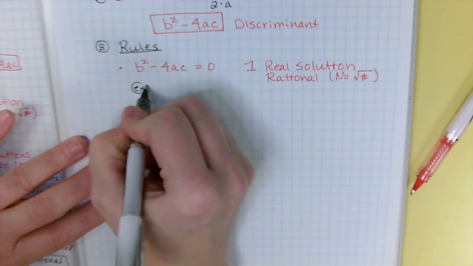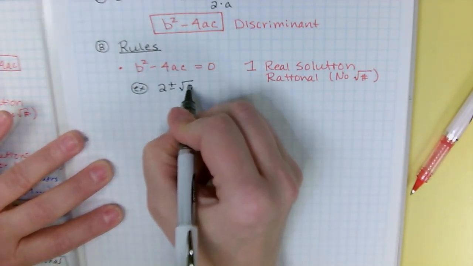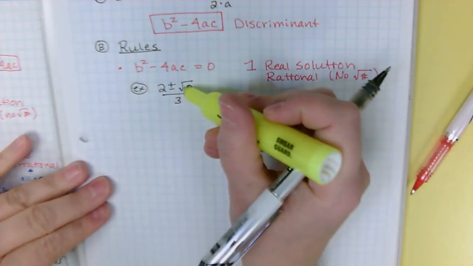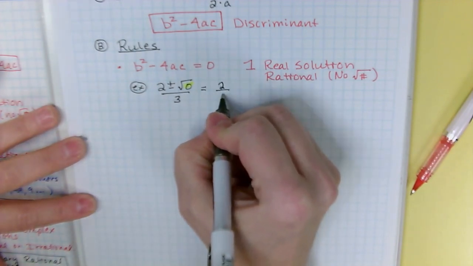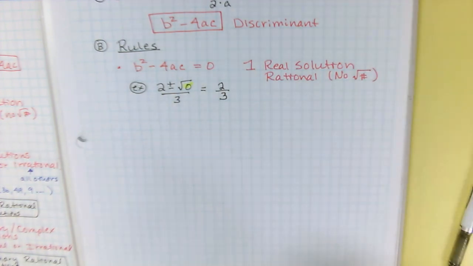So an example of this would be an answer like 2 plus and minus square root 0 all over 3. And what you can see is if the discriminant is 0, not only does the square root go away, but the plus minus goes away because it's attached to the square root. So if the discriminant is actually 0, everything goes away and you have typically a fraction or a whole number answer. And this rule helps you know that ahead of time.